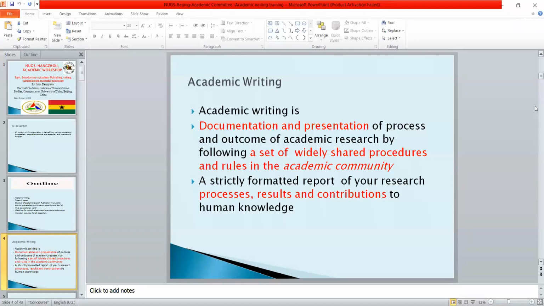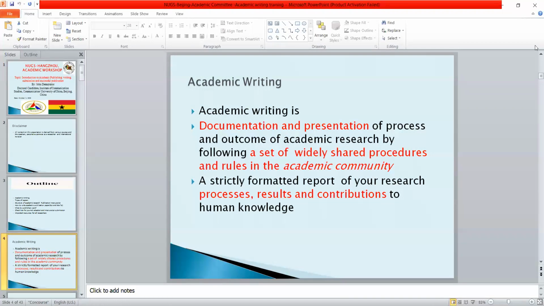So we look at academic writing. What is it? We said that it is the documentation and presentation of processes and outcomes of an academic research, following a set of widely shared procedures and rules in an academic community.